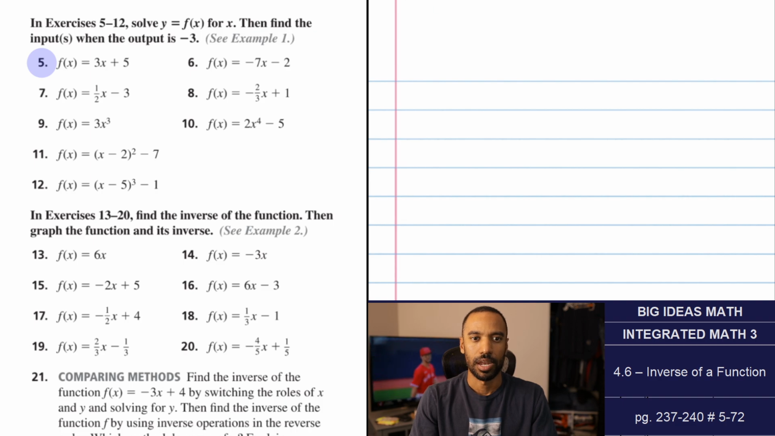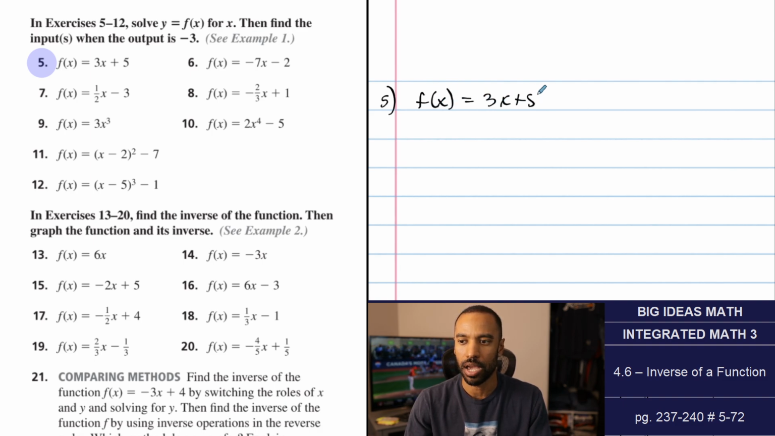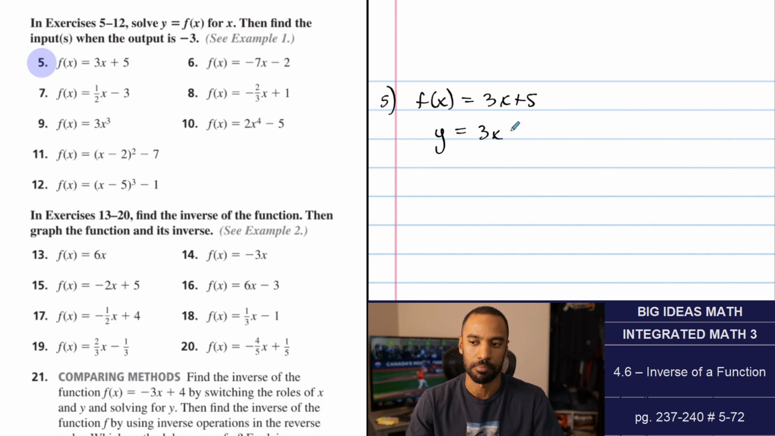All right. Numbers 5 through 12: solve y equals f of x for x, then find the inputs when the output is -3. So here, they're not actually having you switch y and x at the moment. We're not actually finding the inverse, but we are finding the input given an output. So we still have to do some of the exact same things. The only thing we're not doing is swapping x and y. We're just solving for x now.